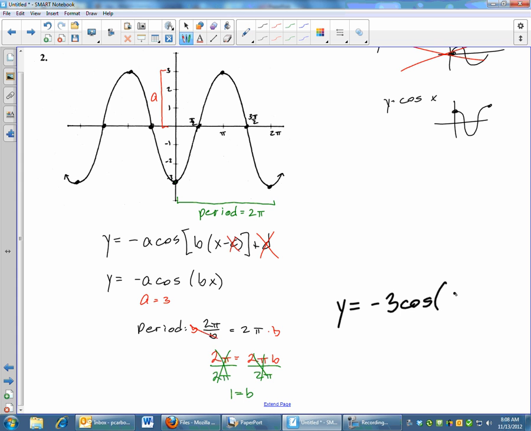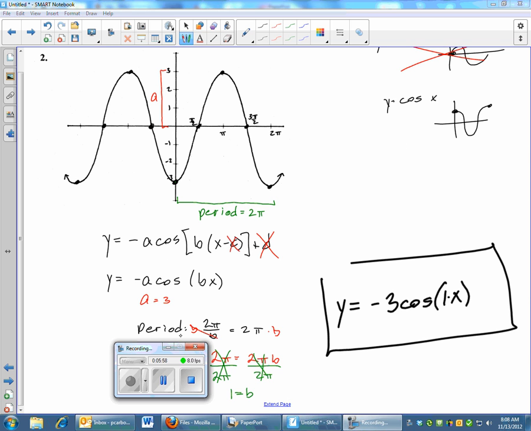So you could just write x, or 1x. If you want to put a 1 there, that's perfectly fine. Neither one is incorrect. So there's our equation for this graph. Again, identify the amplitude, the period, and the trig function, and we work backwards from that information. I think I have 2 more for this video.